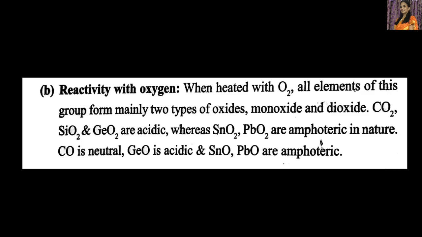Mostly we can say that lead is a metal, but to some extent it behaves as a non-metal, therefore its oxide may have this amphoteric nature, that is acidic as well as basic. And if we consider the monoxides, carbon monoxide is neutral, germanium monoxide is acidic, and tin and lead monoxides are amphoteric in nature. So this is about oxides.